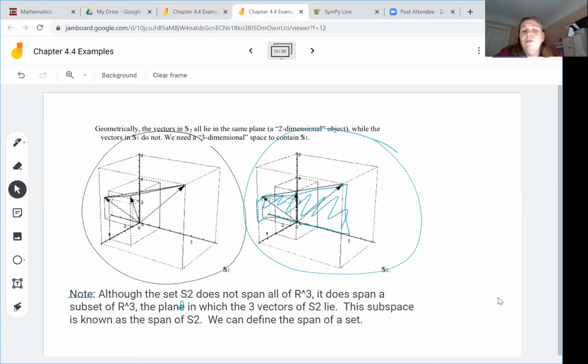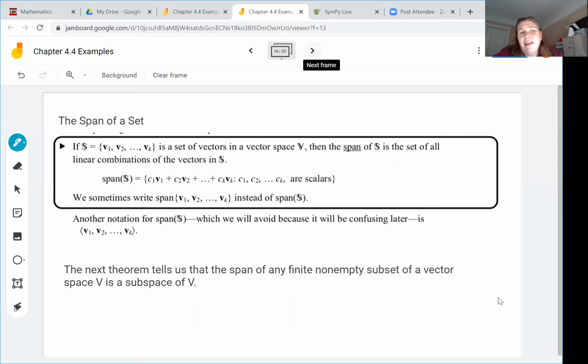The subspace is known as the span of S2, and so we are going to use this to define the spans of sets. So the span of a set is defined here. If S is the vectors v1 through vk, a set of vectors in vector space V, then we can say the span of S is the set of all linear combinations of the vectors in S. So the span of S equals c1 times v1 plus c2 times v2, all the way through adding ck times vk, where c1 through ck are scalars, and v1 through vk are vectors in vector space V.